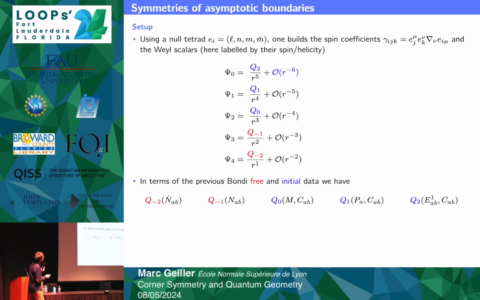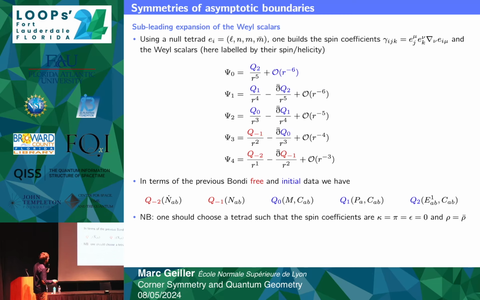So essentially, in terms of the previous data that we had, what is the meaning of these Weyl scalars? Well, the red data is in Q, the charge of spin -2 and the charge of spin -1. This is essentially the divergence of the news. This is the time derivative of the news. The spin 0, as we expect, is the mass. The spin 1 has the angular momentum. And the spin 2, Q_2, has this tensor E_1AB.